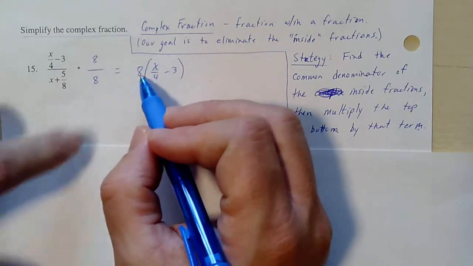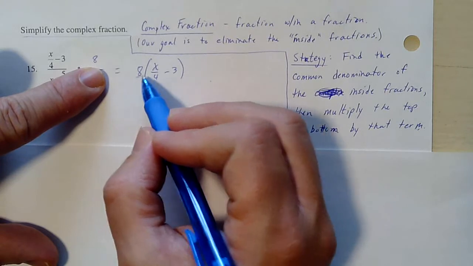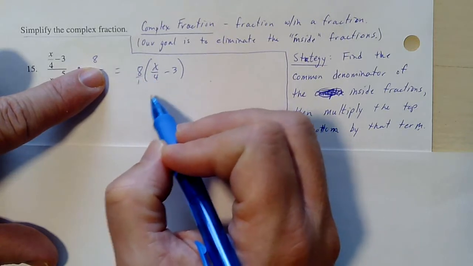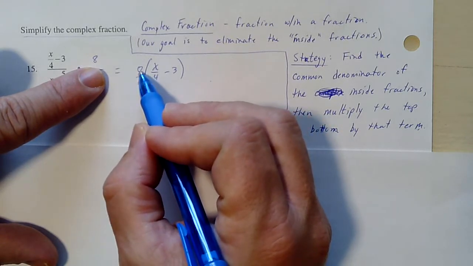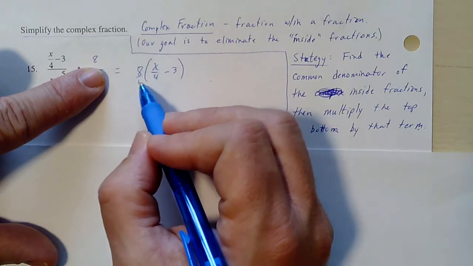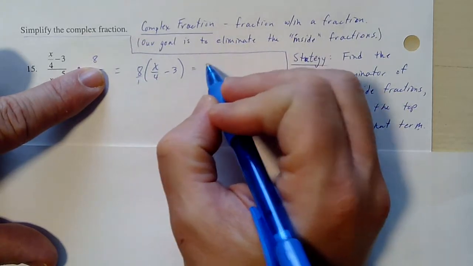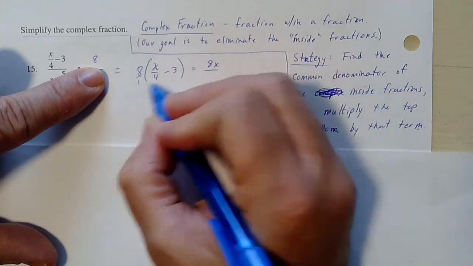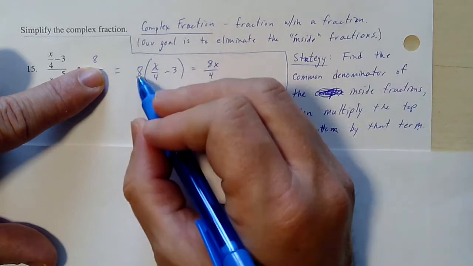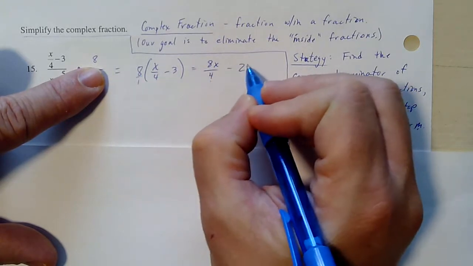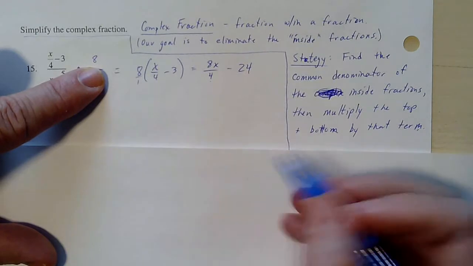Okay. Now this 8, this whole number of 8, I could write that as 8 over 1 if it helps you and get back to your rules of multiplying fractions. So 8x, and then I have 1 times 4. So this is going to be 8x over 4. Then 8 times a 3. Okay, so there's the numerator now.